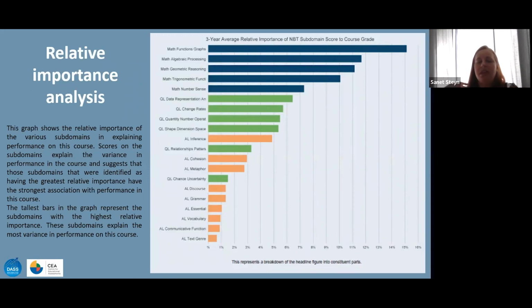So we have those that seem to have the highest relative importance at the top, so they have the longest bars. And for this mathematics one, perhaps not very unexpected, this is the mainstream mathematics course, the mathematics subdomains are all at the top, followed by some of the quantitative literacy things, and we then start to see some academic literacy things popping up.